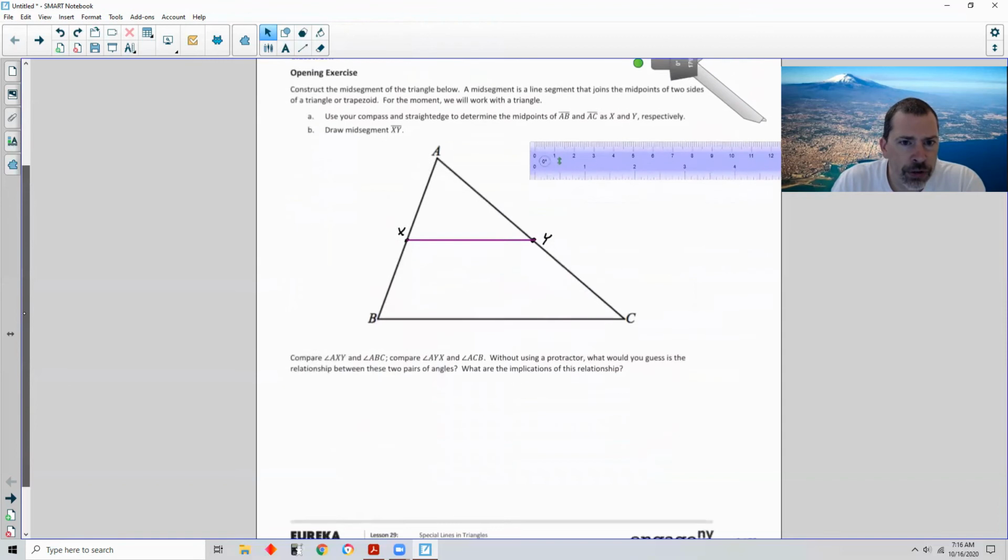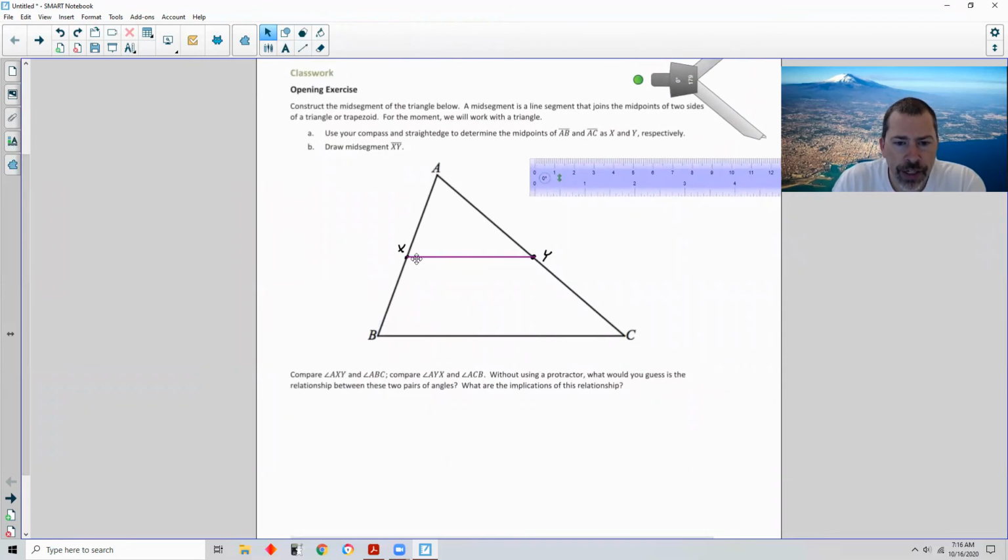Now it says compare triangles AXY, the little one we just created with the mid-segment, and the original triangle ABC. They're saying compare angles AXY and ABC, and angles AYX and ACB. Without using a protractor, what would you guess is the relationship between these two pairs of angles? What are the implications of this relationship? So without using my protractor, I look at this angle here and I say to myself, self, that looks like the same angle measure.